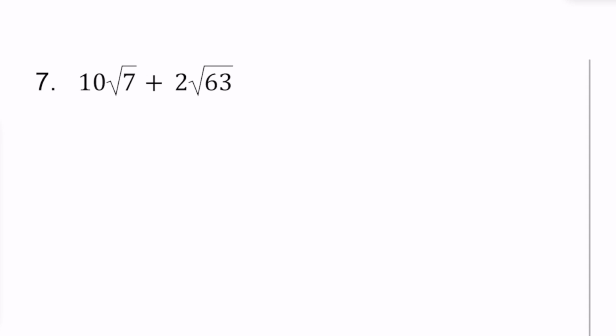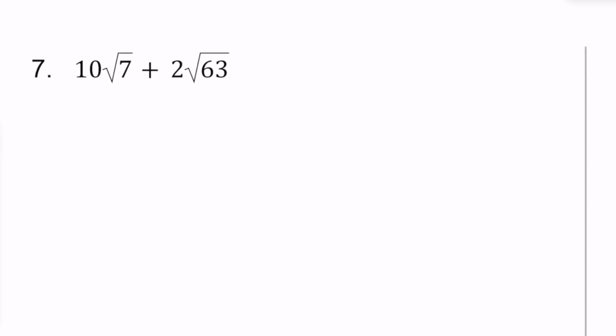Here is number 7. All right, for number 7, let's take a look at our radicals. It looks like we have a smaller radical of the square root of 7, and then we have this larger radical of the square root of 63. So let's deal with this just like how we did in the previous ones. Let's break down 63 if we can.